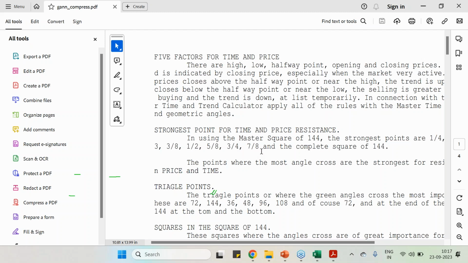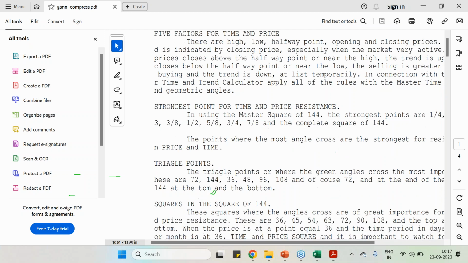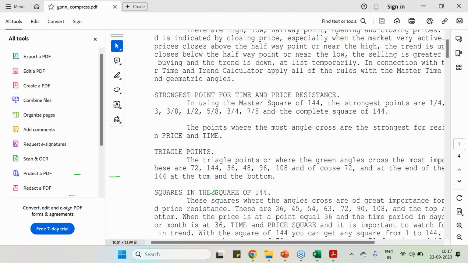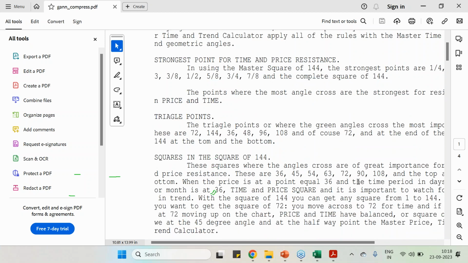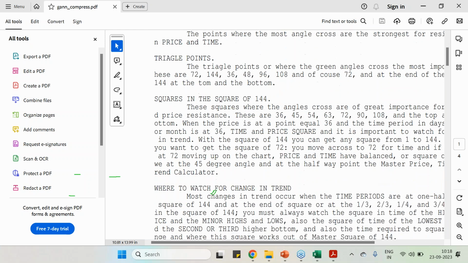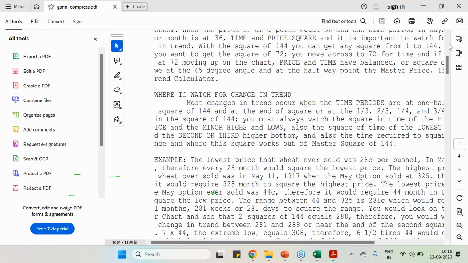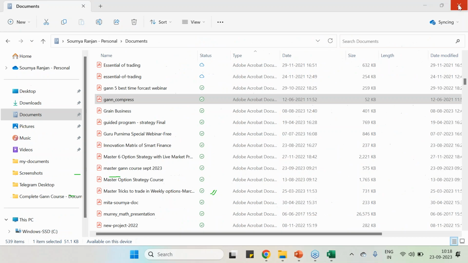Complete square of 144. What can one person understand out of this? Tell me. This 72, 144, 36, 45, 96, 108, and so on. What can one understand out of that? Triangle points. Square in the square of 144. These are the numbers, how they have come. So then calculation comes. This is the Gann way of writing.